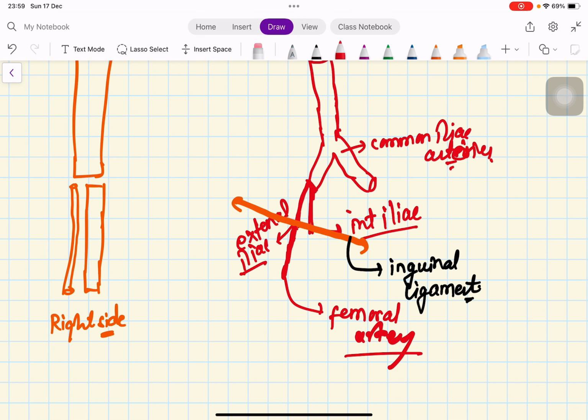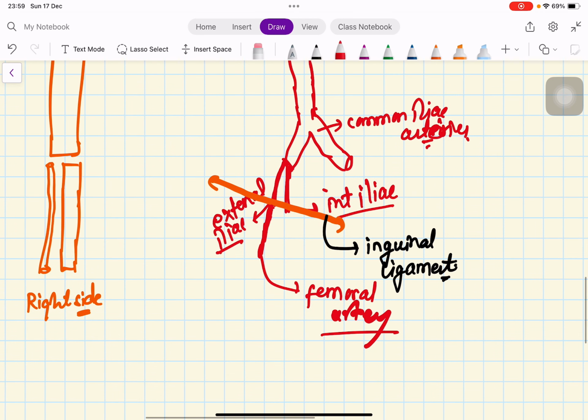Now we must understand one important thing. The femoral artery gives a very big branch, the profunda femoris, or deep femoris, whatever you call it. It will give me this part.